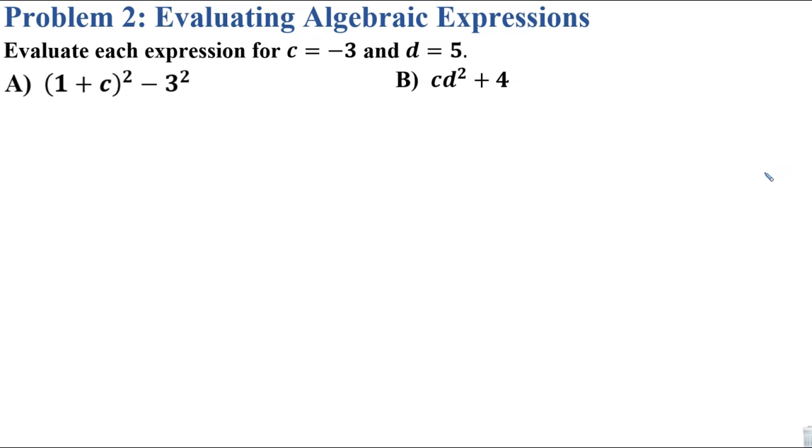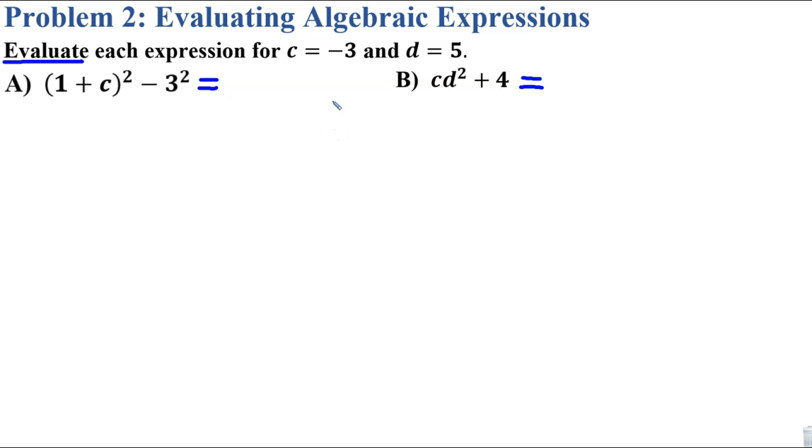So let's go ahead and take a look at some expressions with variables mixed in. Problem 2 says evaluate each expression for c equals -3 and d equals 5. Once again, evaluate just means figure out what each of these expressions are equal to. And notice they both have some letters in them, some variables. We're going to evaluate these expressions for these specific values of those variables. We'll do a couple of these together before we set you off to practice.